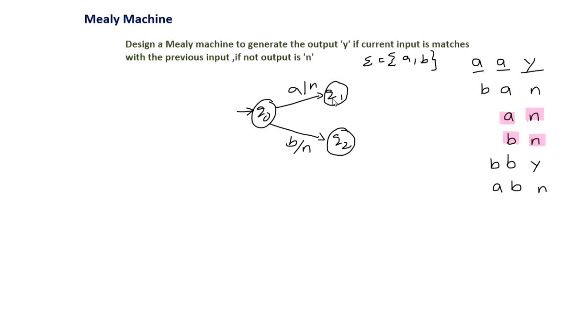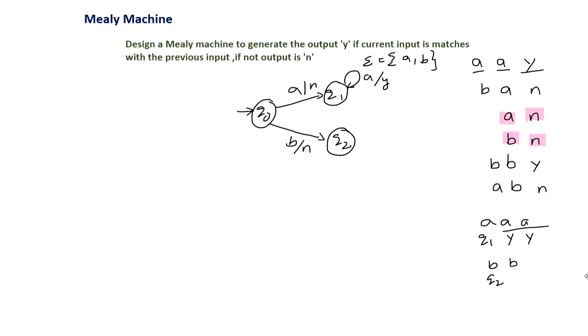If we are standing in Q1, it means A is seen. After Q1, if one more A is seen, the previous element is also A, so it is matched and output is Y. If one more A is seen, output is Y, so on Q1, if we read any number of A's, the output is Y. So we can write it as Q1 on A, the output is Y and it will be in the same state. Similarly, if B is seen, it is in the state Q2.